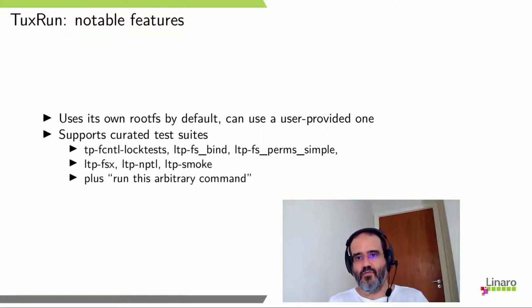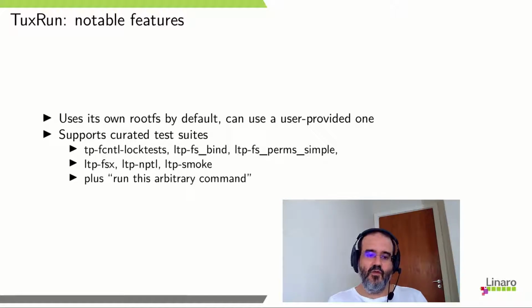TuxRun has some features that I wanted to mention here. By default, we provide one rootfs for each architecture. If you want to run tests that depend on specific binaries being installed in the rootfs, then you can just provide your own rootfs, and TuxRun will use that. Otherwise, TuxRun is going to download one for the architecture you are running and use that.